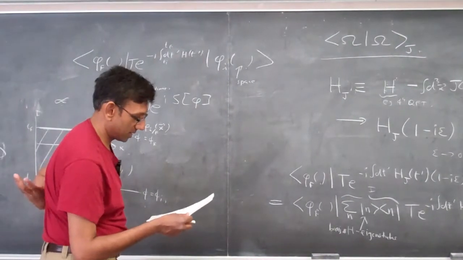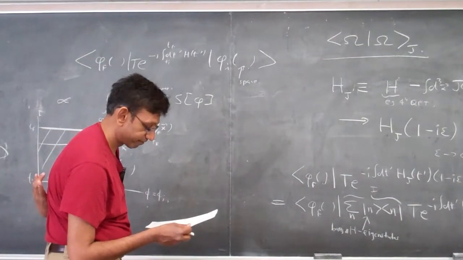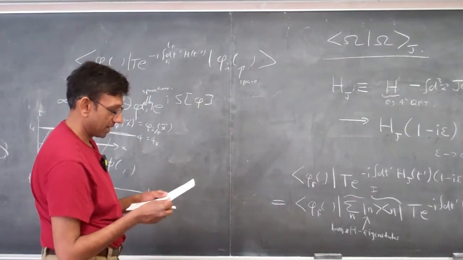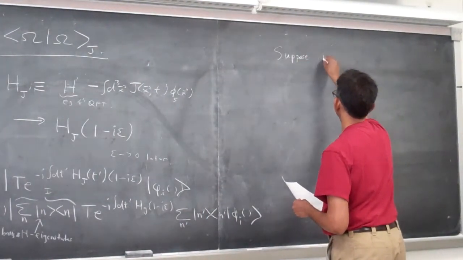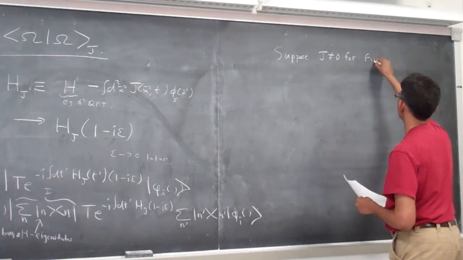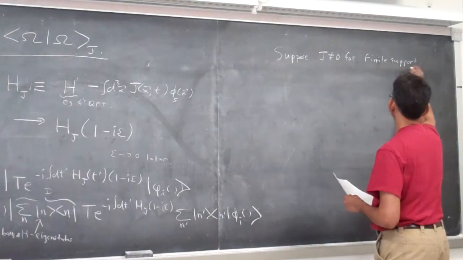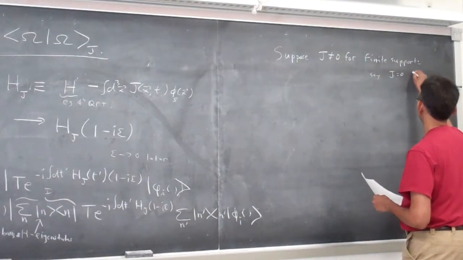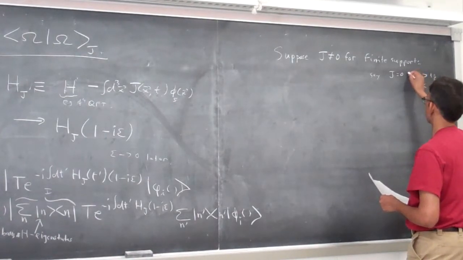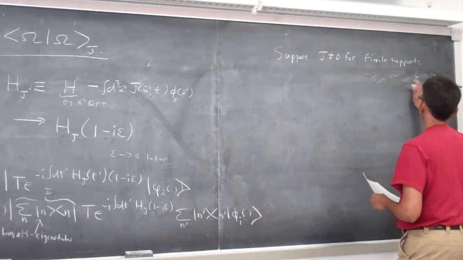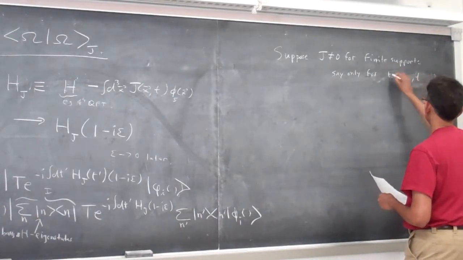And I'm going to, so, suppose J for some finite support, say J equals 0 for t bigger than tf, and t smaller than ti. Or maybe I should have said, say, only for t less than tf and greater than ti.